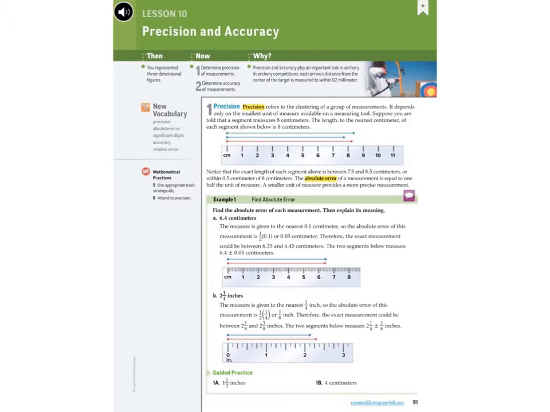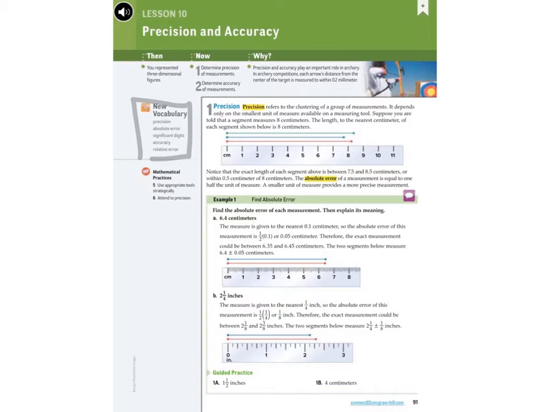Alright, now what we're going to do is look at 1.10, which is precision and accuracy. It's sometimes referred to as maximum and minimum values. As you can see from the new vocabulary, there's quite a bit, but we're more interested in the precision and absolute errors. Precision means how close or how near it needs to be, and that is determined by whether it's whole numbers or decimal places.